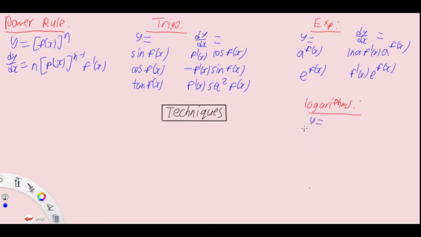y equals log a f(x) or ln f(x). Your derivatives are basically 1 over ln a, f prime over f(x), and similarly just f prime(x) over f(x).